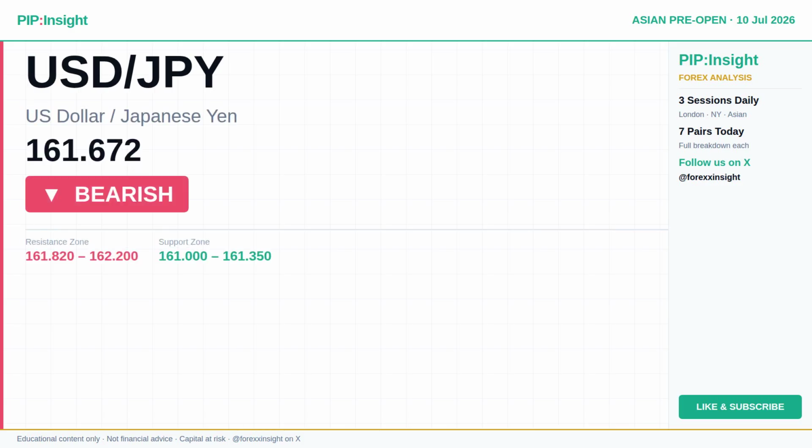Dollar yen. The chart is showing bearish structure on this session. The 4-hour trend is to the downside and the 1-hour is also pointing lower. Resistance is marked between 161.82 and 162.2. Support is marked between 161 and 161.35. Here is the full chart breakdown.